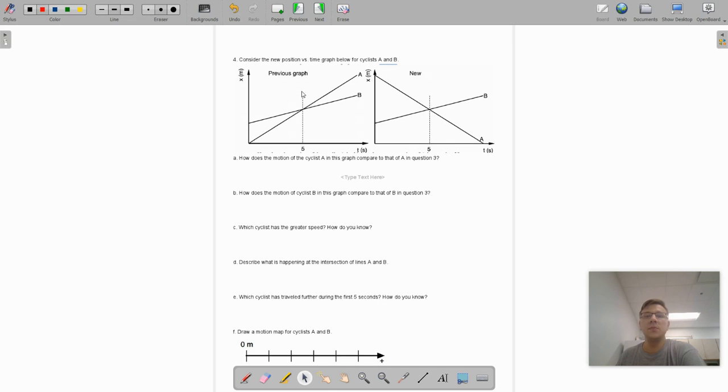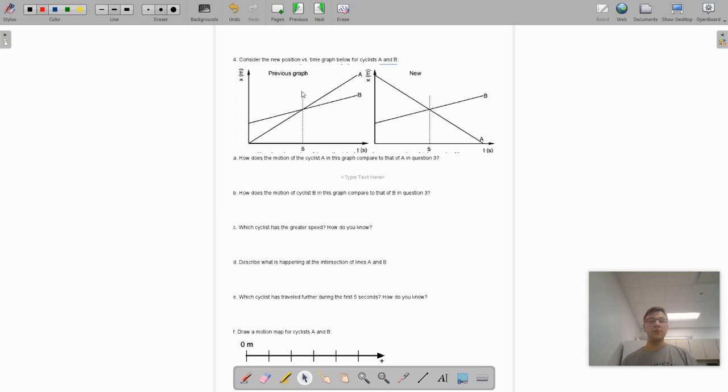Okay, so it looks to me like the objects have the same slope, just flipped. So the one on the previous graph is positive, the one on the new graph is negative, right? So what does that mean? Well, most people want to say that it's slowing down, okay, that object A is slowing down because that slope is negative. But that is not correct, because remember, the slope tells us the speed, and that slope is not changing. It is negative the whole time, and it never flattens out. It's not slowing down. So all that's telling us is that object A is now moving backwards.